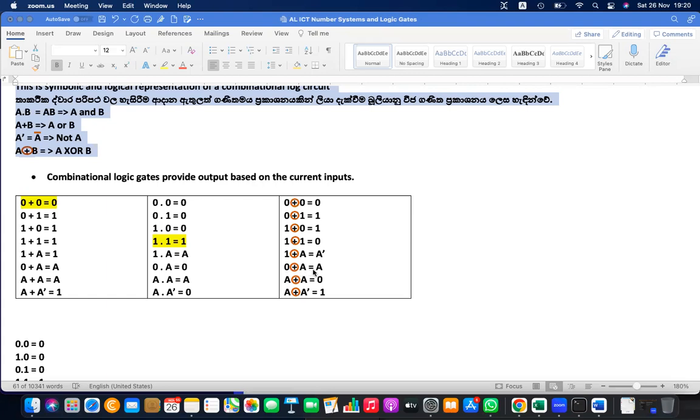Then 0 XOR A. If A is 1, the output is 1. If A is 0, the output is 0. That is the same as A. A and A, when both are 1, the output is 0. Both are 0, then also the output is 0. So that is A XOR A is 0.